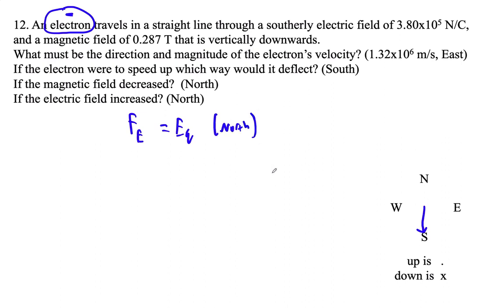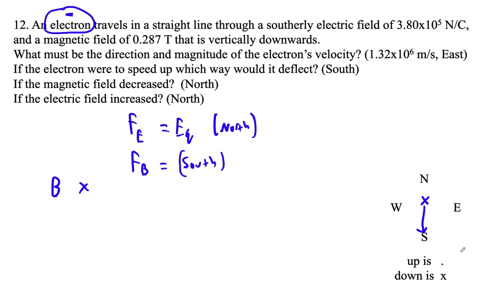So if there's a southerly electric field, the electron is going to be forced to the north. Therefore, our magnetic force has to be to the south. We're going to have a southerly magnetic force. And we also know that the magnetic field is vertically downward, so B is into this page. Vertically downward on a map problem is into the page.